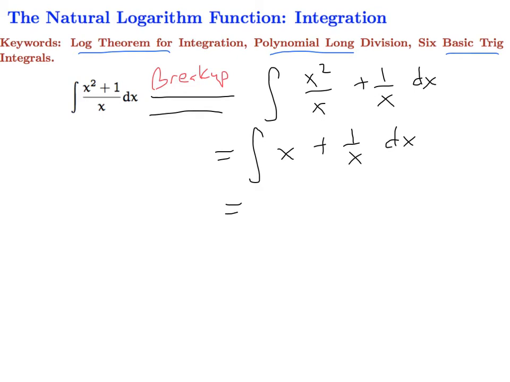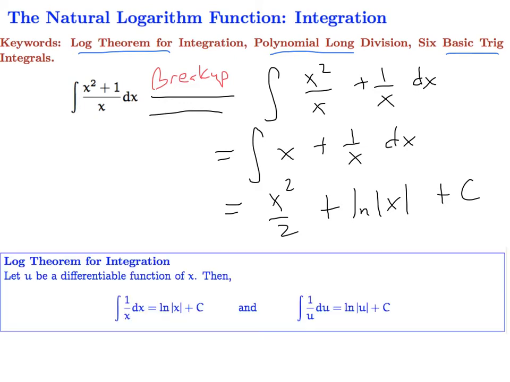This first thing, the antiderivative of x, is x squared over 2, and the antiderivative of 1 over x is going to ask you to think back a few days or so, and remember the fact that the antiderivative of 1 over x will be the natural log of the absolute value of x plus c. So we just want to remember this here, that we have a log theorem for integration.